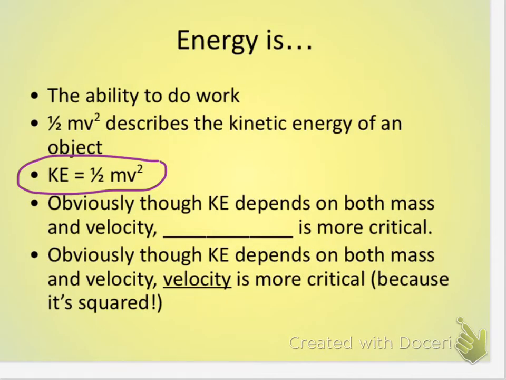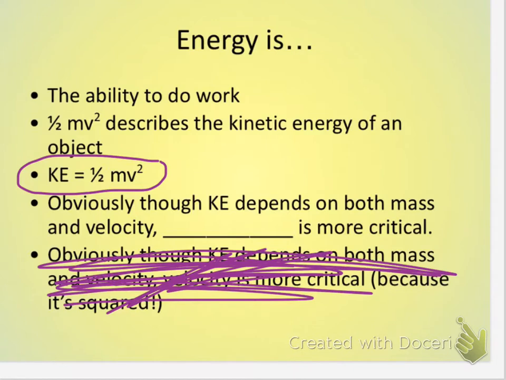So we've said energy is the ability to do work, and 1/2 mv squared equals the kinetic energy of an object. Kinetic energy is equal to 1/2 mv squared. So the question I have for you, looking at that equation, which piece of that is more critical, the mass or the velocity? Velocity. Oh yeah, wait. Okay, good. You saw that. Yeah, because it's squared.